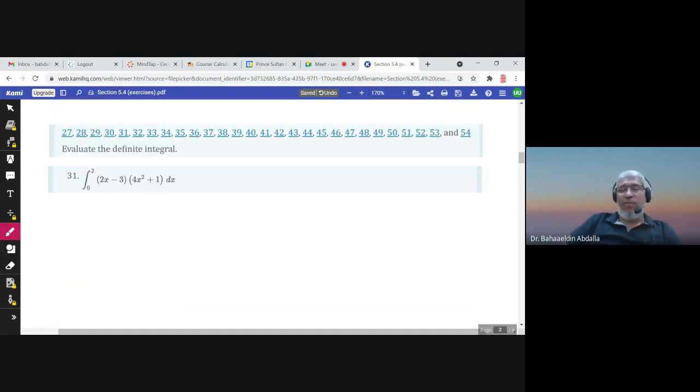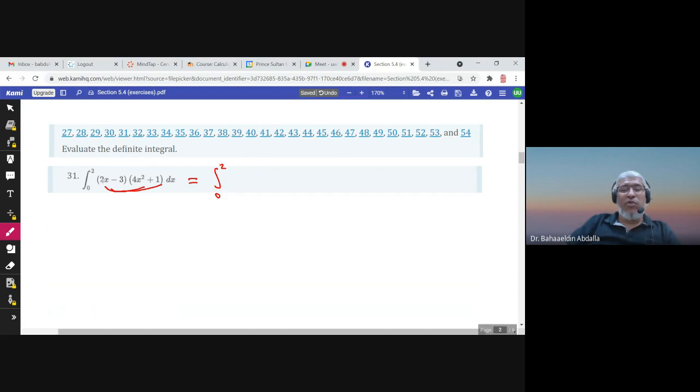In the other part, we have questions about evaluating the definite integral. The only difference is that we evaluate the indefinite integral first, and then we replace by 2 minus 0, b minus a. So to find the integral of this, I need to expand.